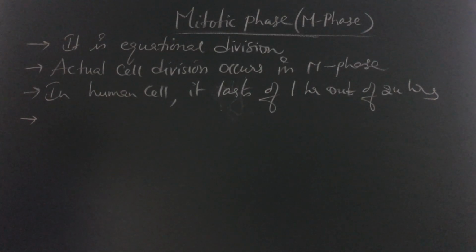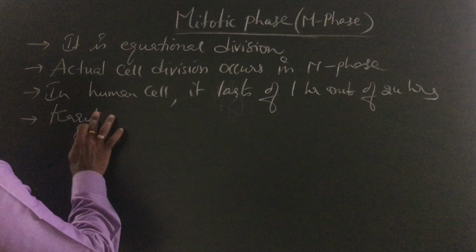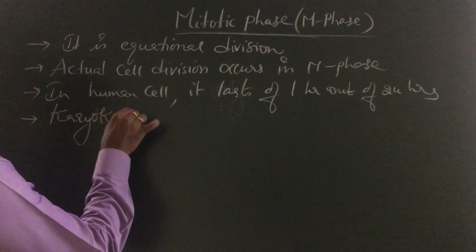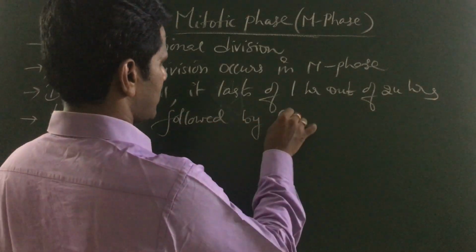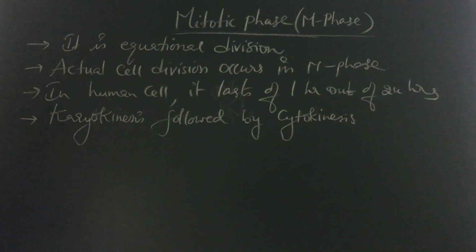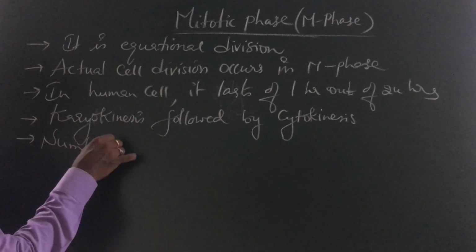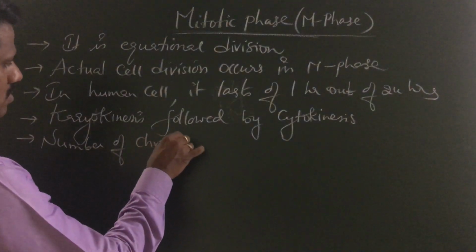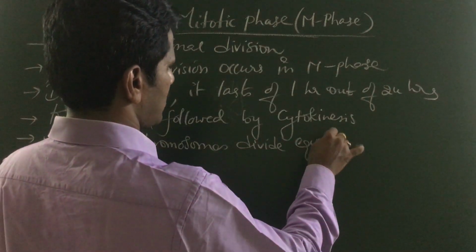So here karyokinesis is followed by cytokinesis. Next, the number of chromosomes divides equally.